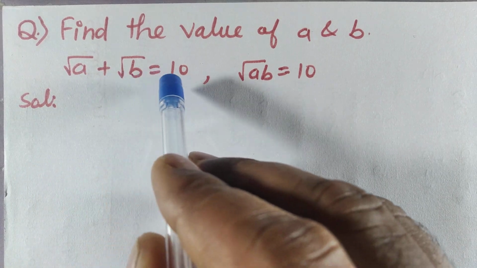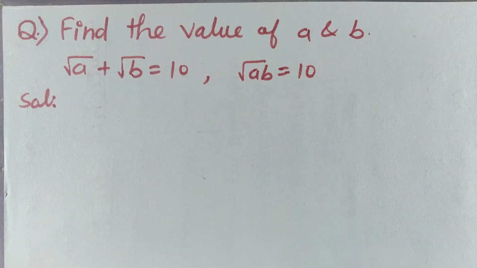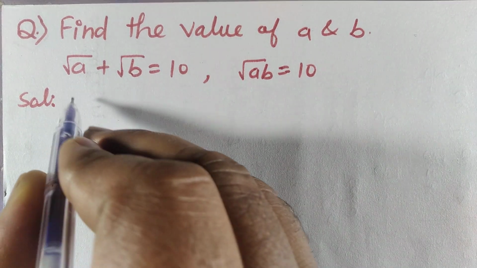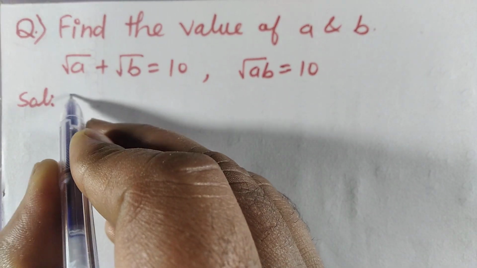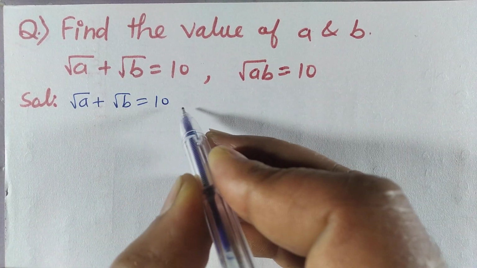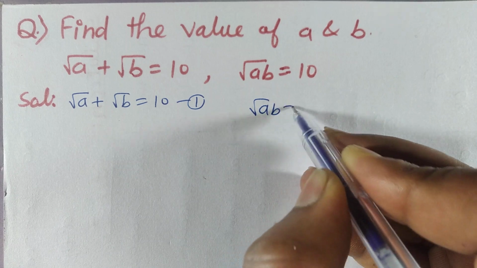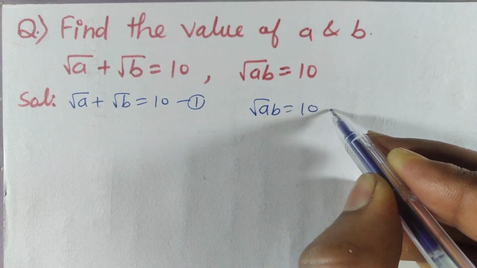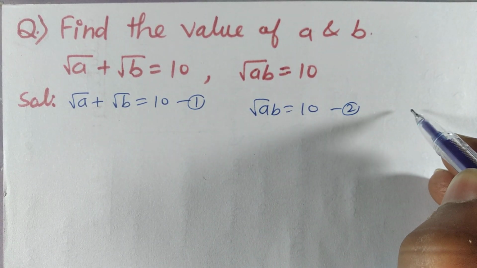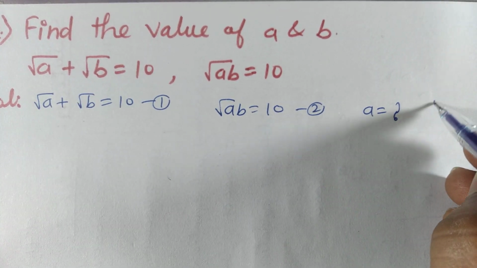Square root of a plus square root of b is equal to 10, equation number 1, and square root of ab is equal to 10, equation number 2. Find the value of a and find the value of b.